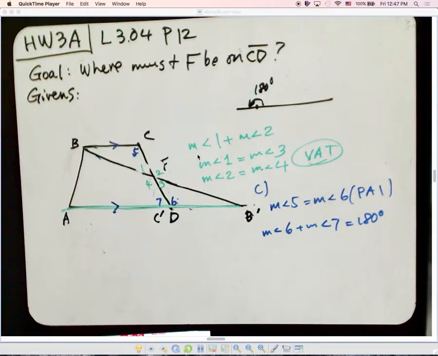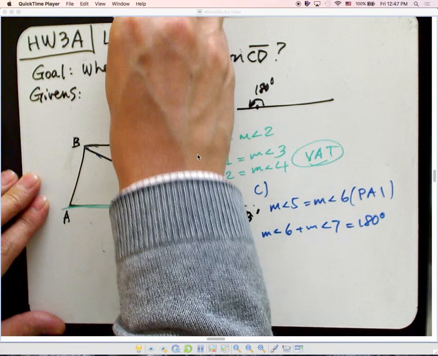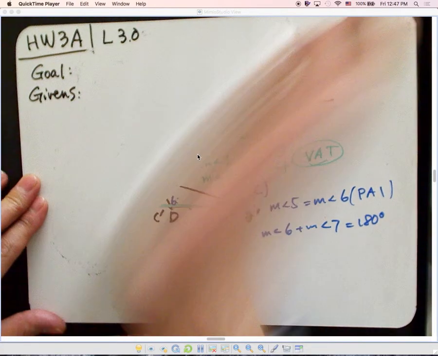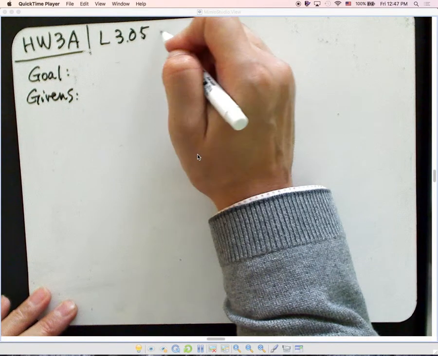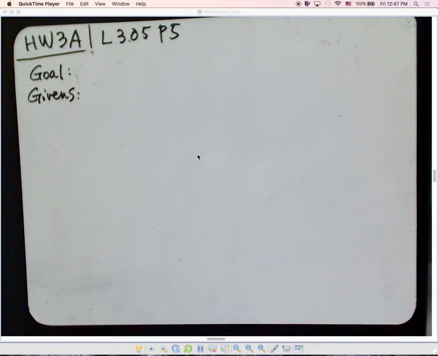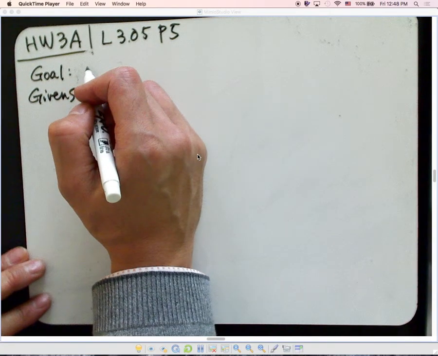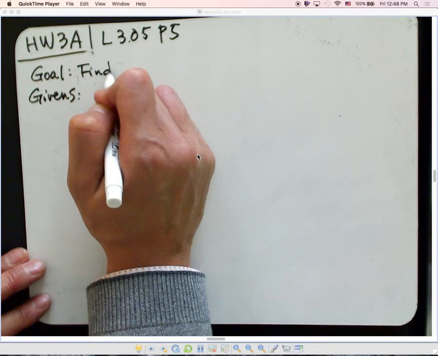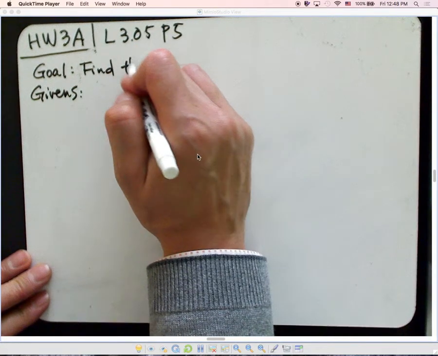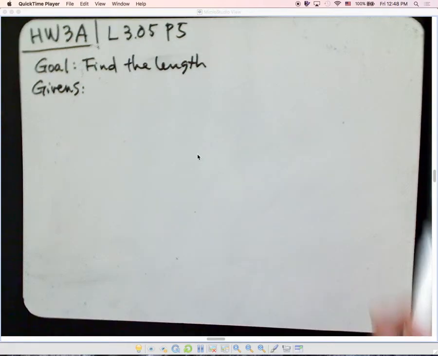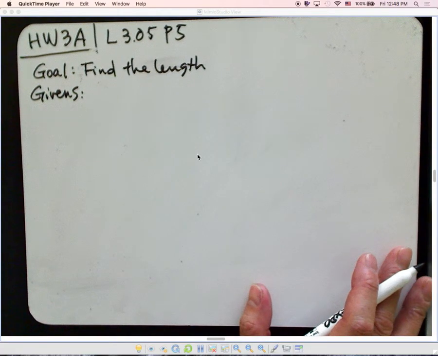Okay, let's move on to lesson 3.05. Problem number 5. Let's read. One side of the triangle has length 12. How long is the segment that joins the midpoints of the other two? So let's think about it. What do we have to find? We have to find the length of the segment that joins the midpoints of the other two sides.